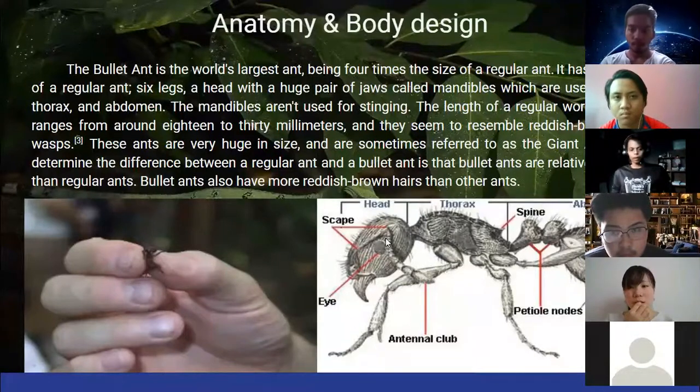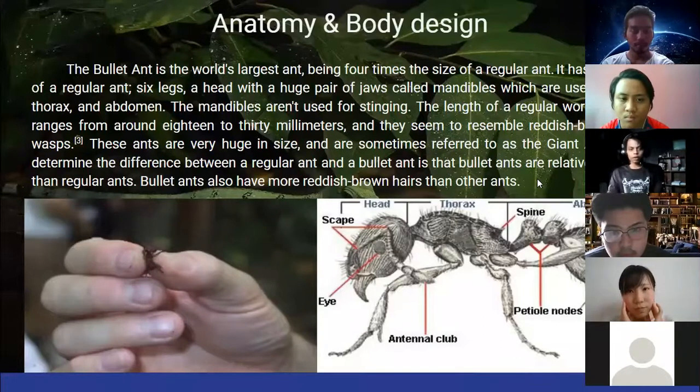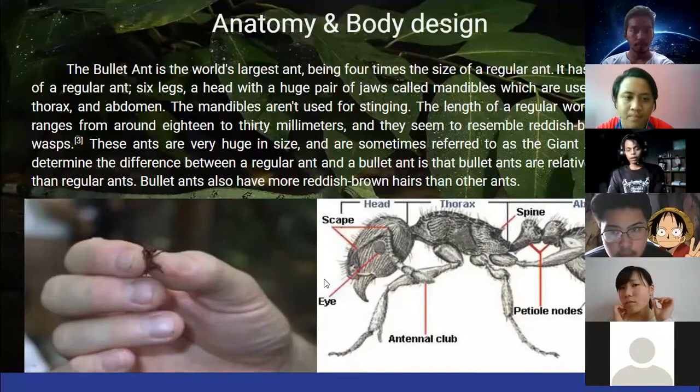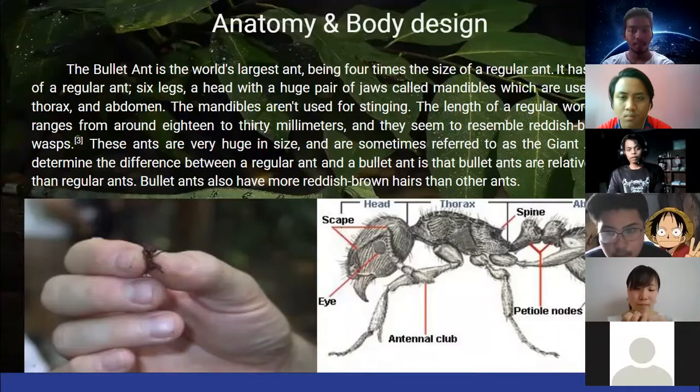I will continue with the anatomy and body design. The bullet ant is known as the world's largest ant, being 4 times the size of regular ants. It has the anatomy of a regular ant: 6 legs, a head with a huge pair of jaws called mandibles, which are used for feeding, a thorax and an abdomen. The mandibles are not used for stinging.